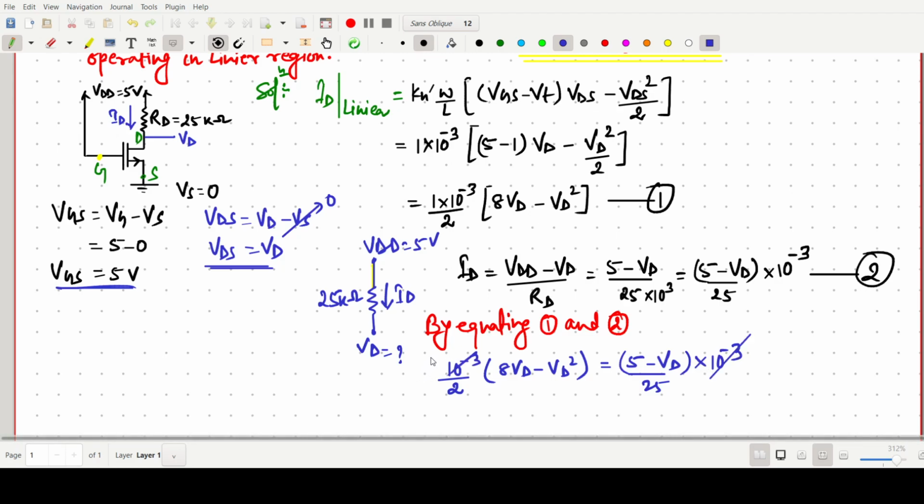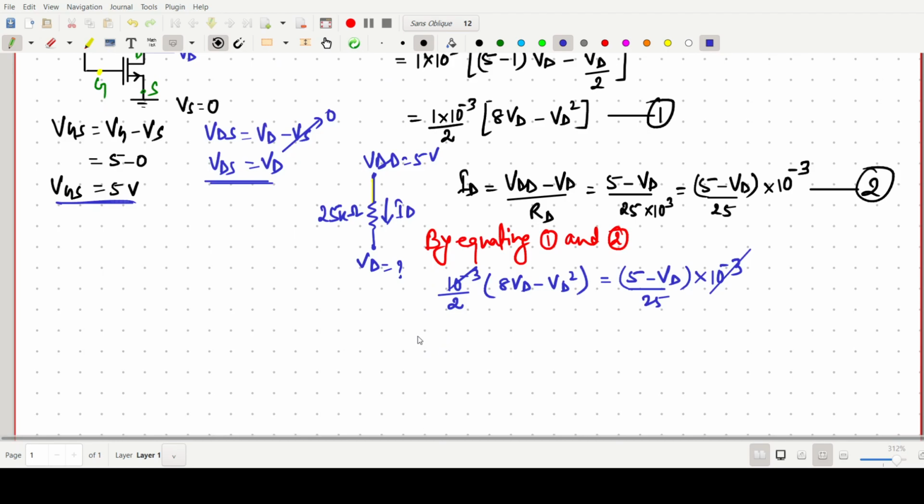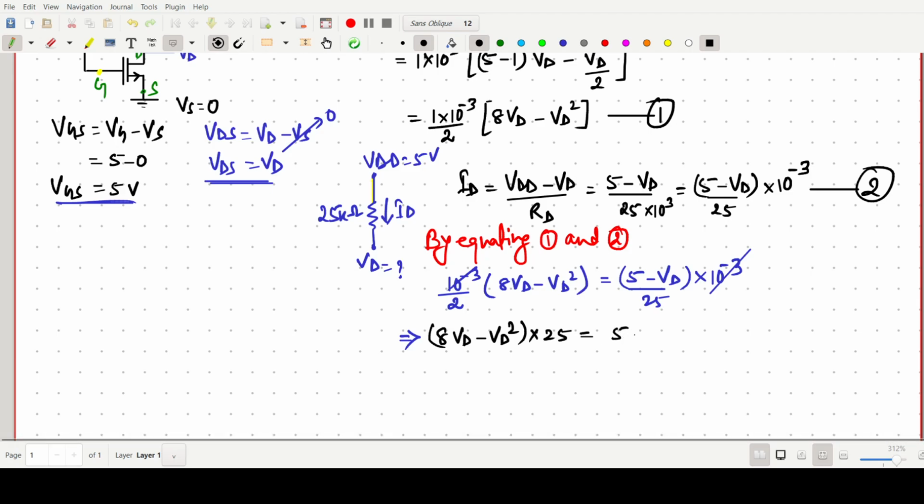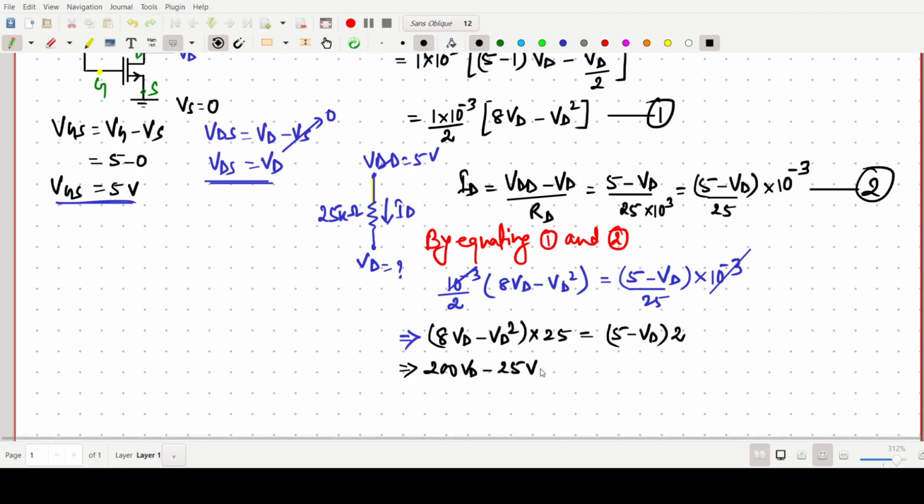So this 10 to the power minus 3 should cancel out. Next, we have to solve this one. One can write this as (8 VD minus VD squared) into 25, I am just multiplying here, equals (5 minus VD) into 2. So there will be a quadratic equation. Multiplying 25 into 8, we get 200 VD minus 25 VD squared equals 10 minus 2 VD.